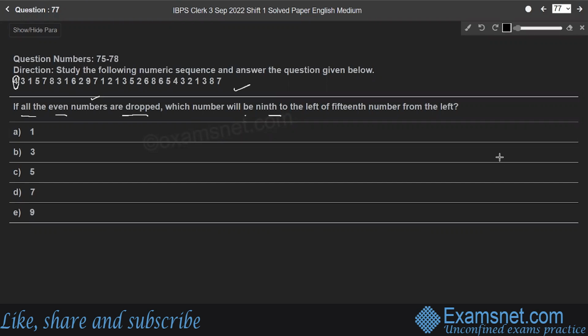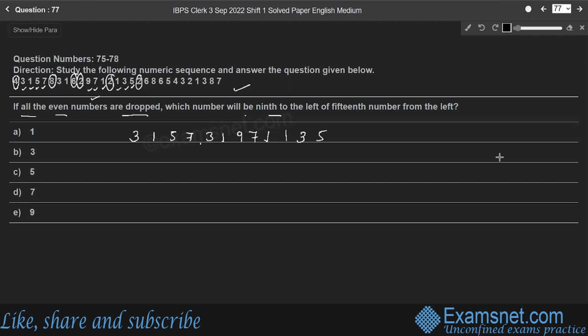4 is an even number. So the remaining numbers after 4 are 3, 1, 5, 7. All are odd numbers. So next is 8, an even number. So next 3, 1. After that 6 and 2 are even numbers. 9, 7, 1. 2 is an even number. 1, 3, 5.